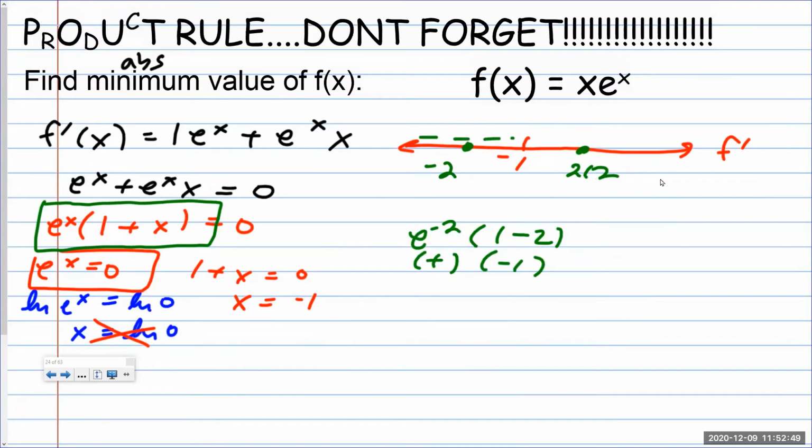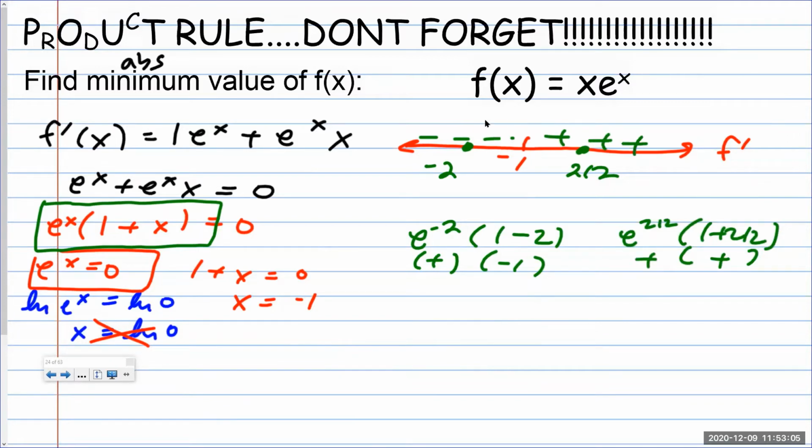All right, on the right side, we're going to plug in 212. So this will be e to the 212 times 1 plus 212. Okay, I just need to know positive or negative. 1 plus 212 is positive. What about e to the 212? Positive. So positive times positive will give me positive.